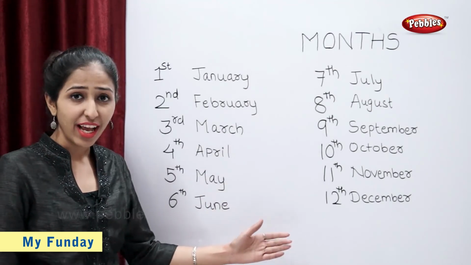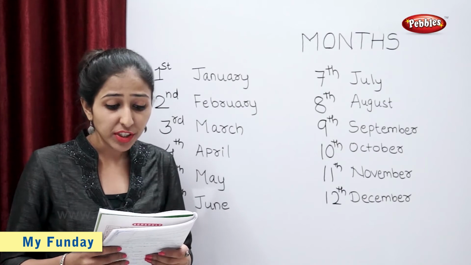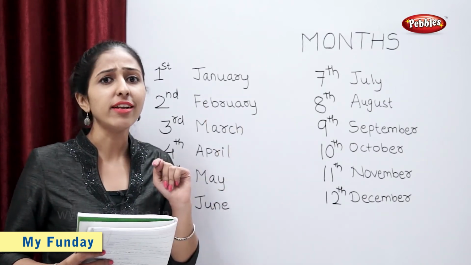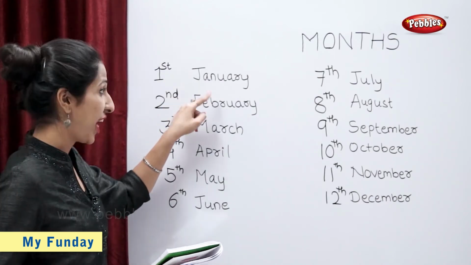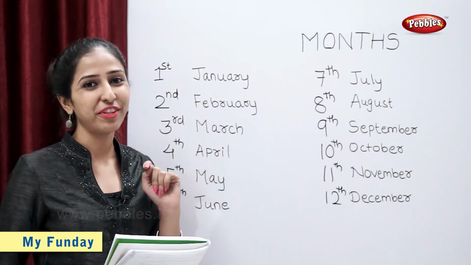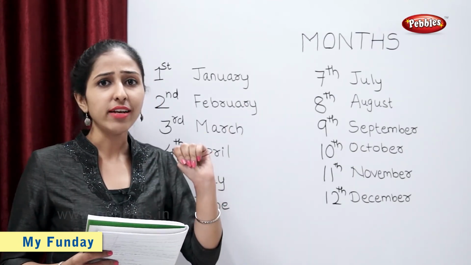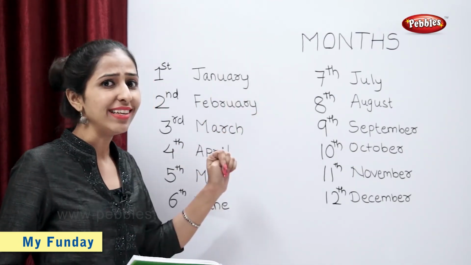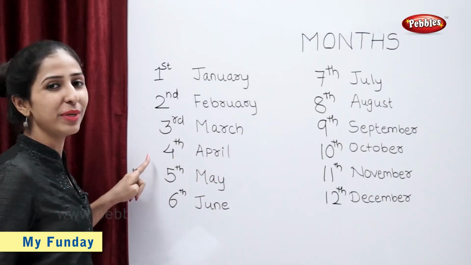Based on the months, answer my few questions. So tell me, which is the first month of the year? January. January is the first month of the year. Which is the fourth month of the year? Look and tell me. April is the fourth month of the year.